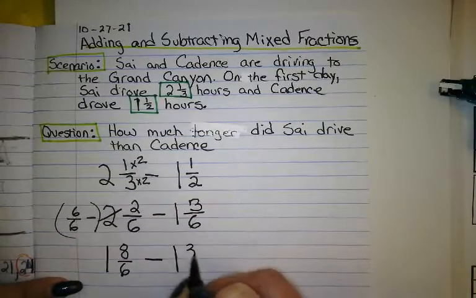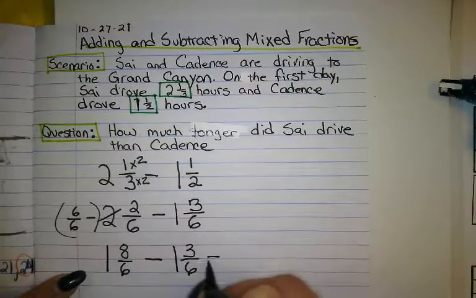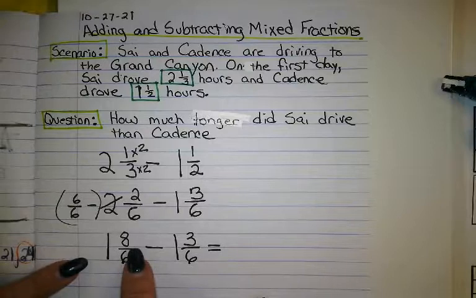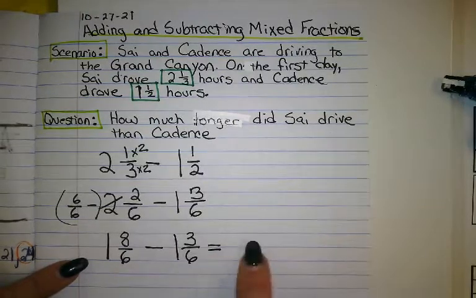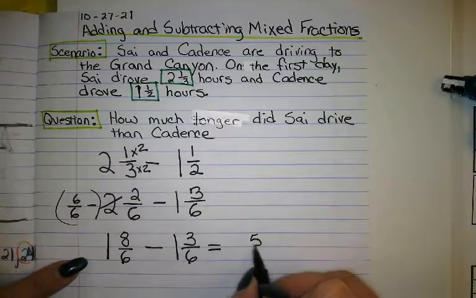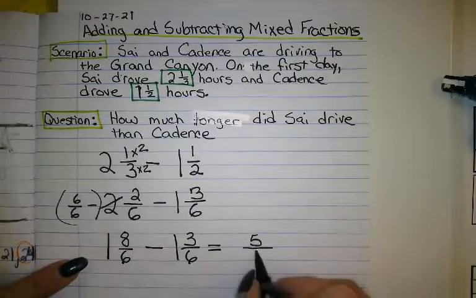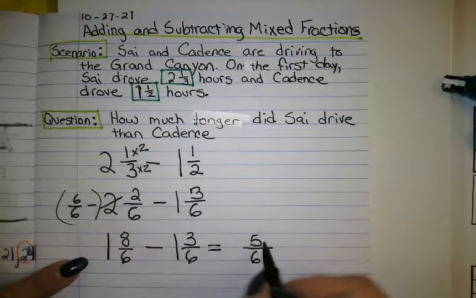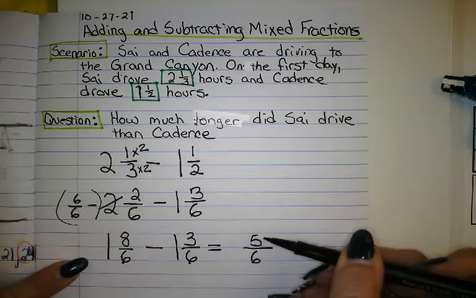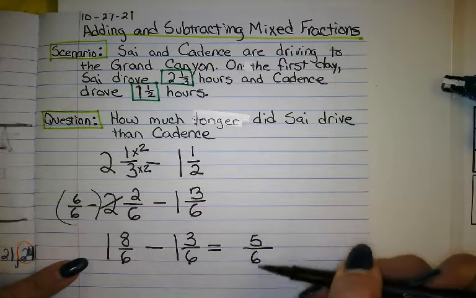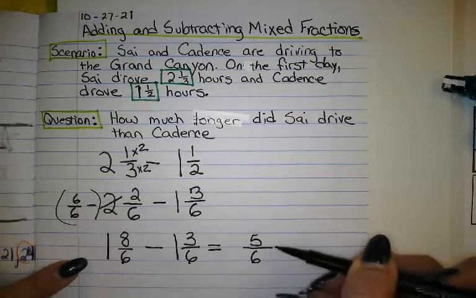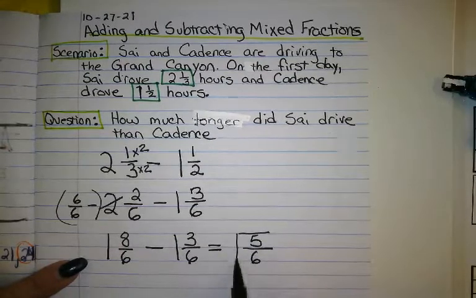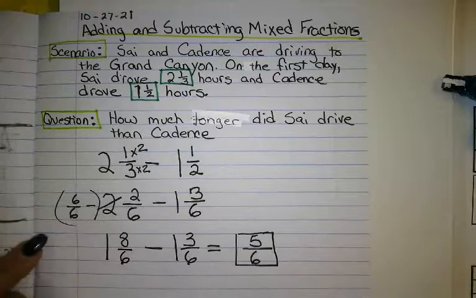Minus 1 and 3/6. Now is it safe to do our subtraction? Yes. Yes, let's do our fraction part first. 8 minus 3 is what, my friends? 5. And then I just keep 6 as my denominator. 1 minus 1 is what? 0. 5/6. I want to make sure and ask myself, do I need to reduce 5/6? Is there one number that will divide both 5 and 6 at the same time? No. Therefore, 5/6 is my final answer.